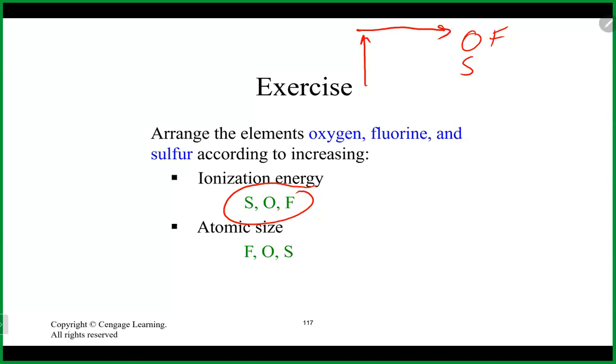And in terms of atomic size, we want increasing atomic size. The atomic size gets smaller as you go this way. That means we actually want to go this way, which would give us our increasing atomic size, with sulfur being the largest in that case. Any questions on these periodic trends and why we see what happens with metals and non-metals?